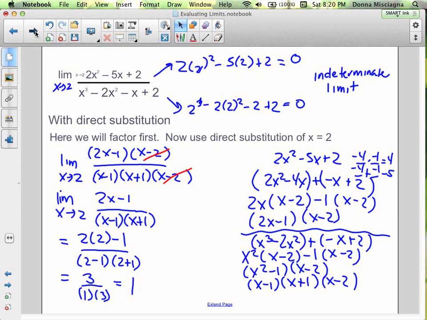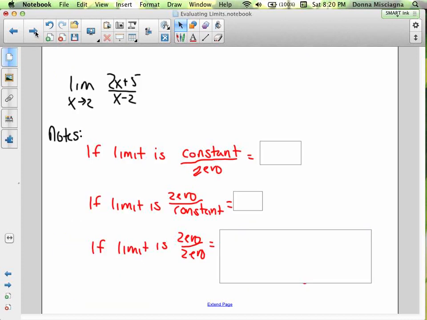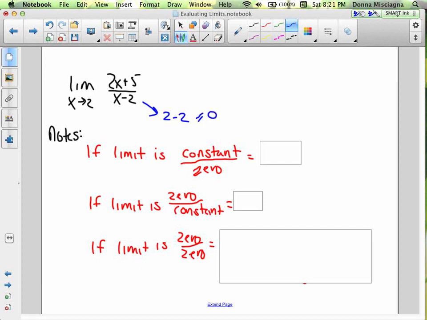I think I'm very close to the end of my Nearpod. All right, so let's find this one. The limit of 2x plus 5 over x minus 2 as x goes to 2. All right, so now look at the numerator. Look at the denominator. Let's look at the denominator right away. We see 2 minus 2. Well, that's going to be 0. How about the numerator? 2 times 2 plus 5. Well, that's 9. That's not 0.